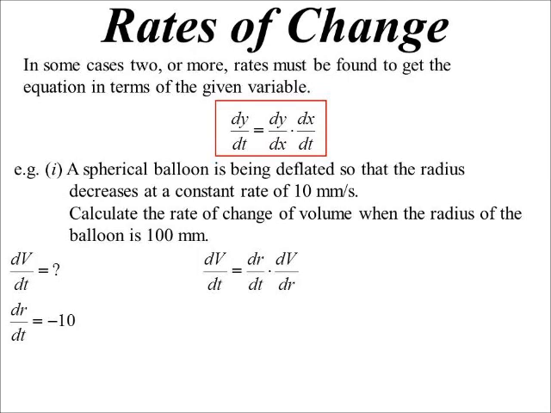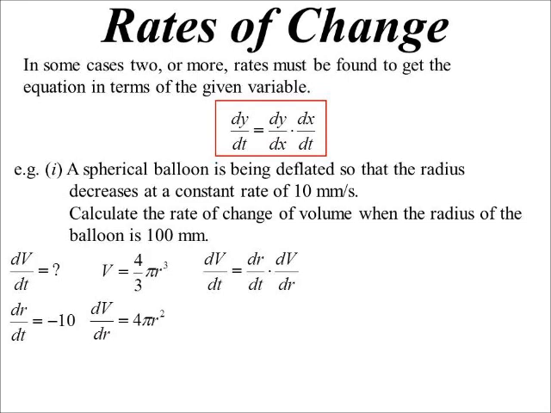So we need something that links volume and radius, and fortunately we have a formula that links volume and radius, the good old 4/3 pi r cubed. So differentiate volume with respect to r, and we get 4 pi r squared. What's significant about that? 4 pi r squared is surface area. Always amazes me, that one. So the rate of change of the volume with respect to radius is in fact the surface area.